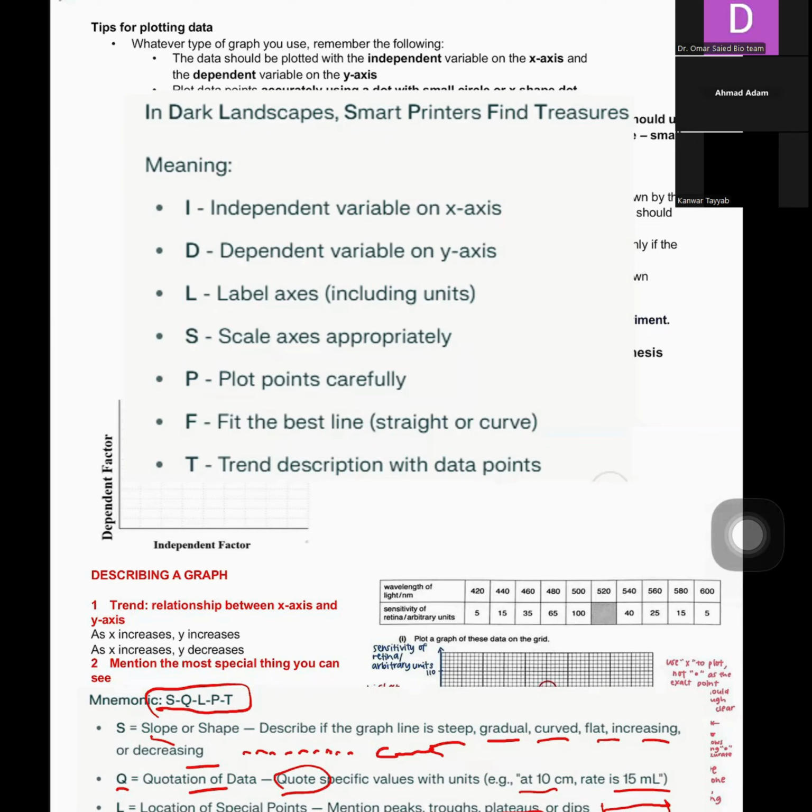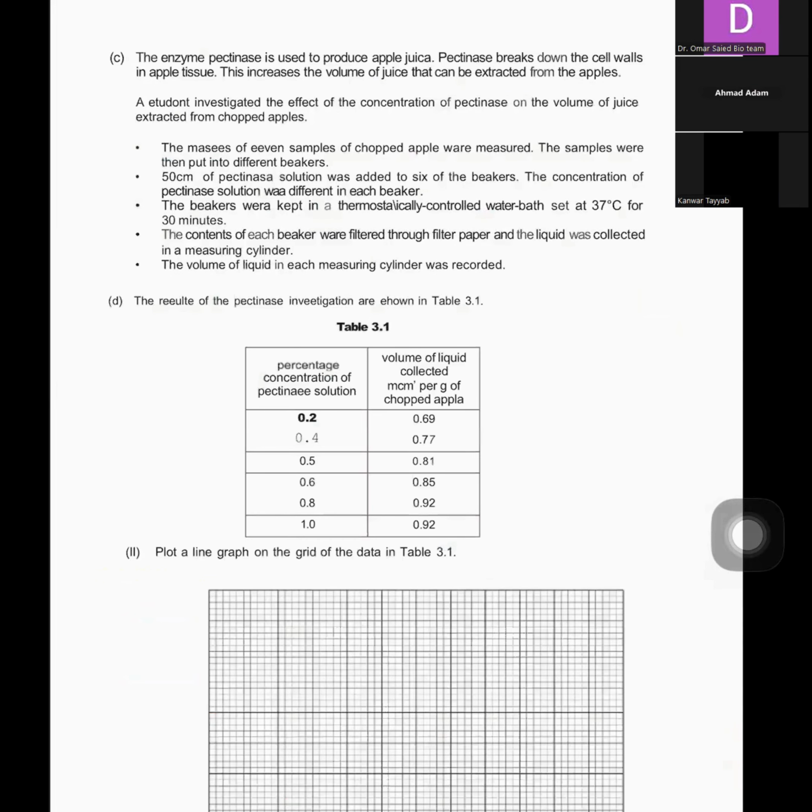Please take a screenshot for this. This is how to describe any graph. Mention these points and it will help you a lot. This also can be used for paper 4. The same technique. Okay, here is a question on how to plot a graph.